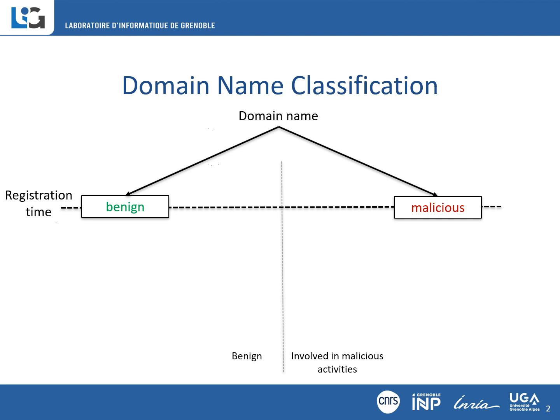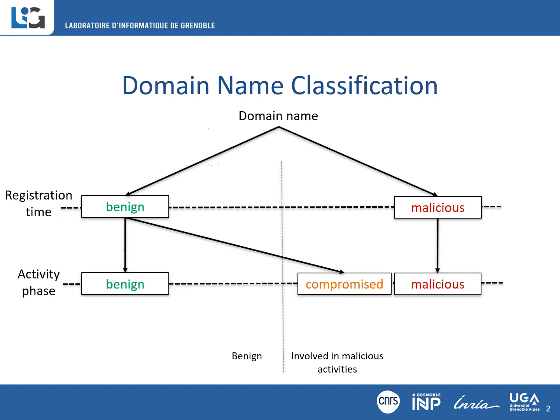So there are two types of domain names at the registration time, benign and malicious. Benign domain names are registered for legitimate purposes with no harmful intention. Malicious domain names are registered by attackers to be further used in all sorts of malicious activities, such as phishing, spam, or malware distribution. However, during the activity phase of a domain name lifecycle, a benign domain can be compromised by an attacker by exploiting a vulnerability at the website level, for example a content management system, or at the DNS level due to misconfiguration.